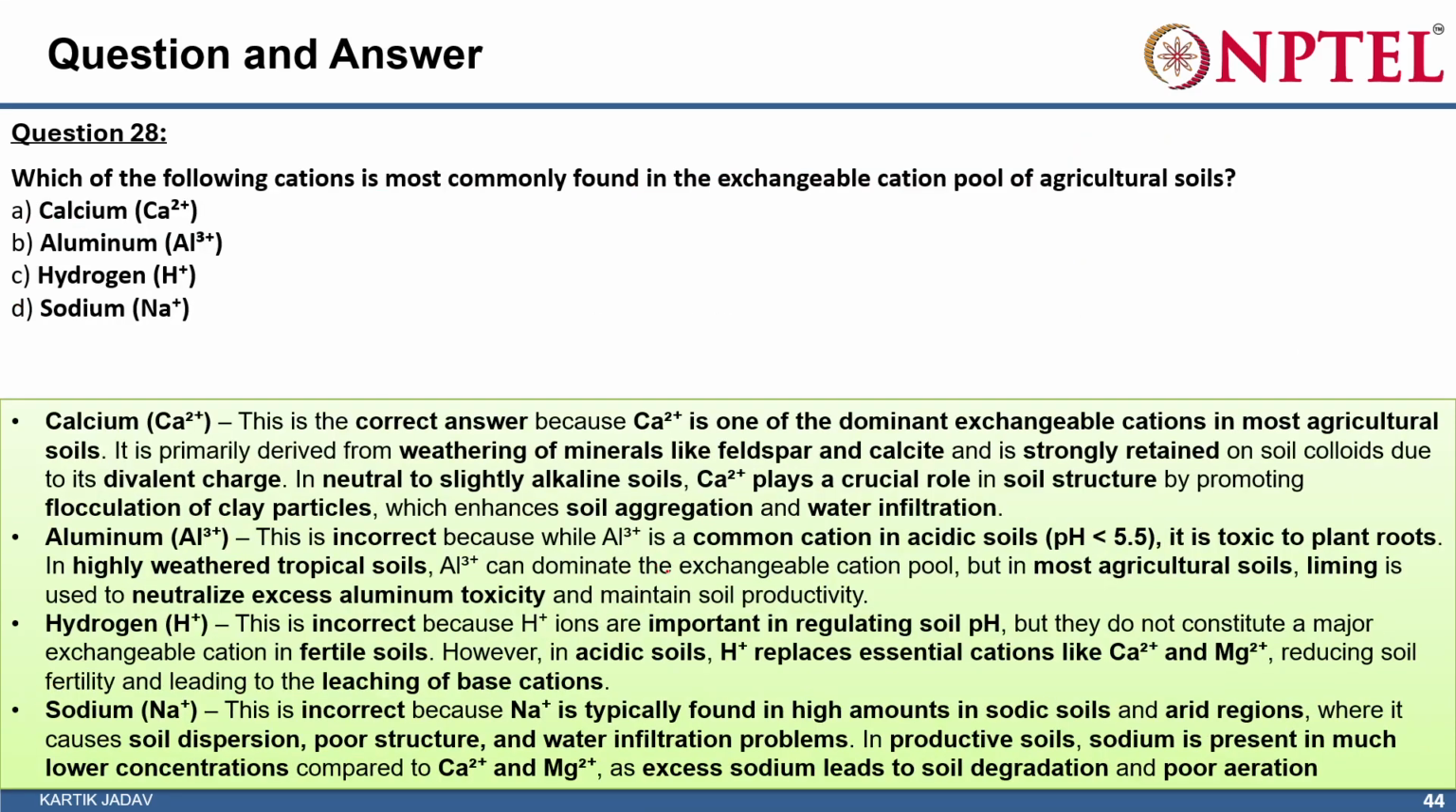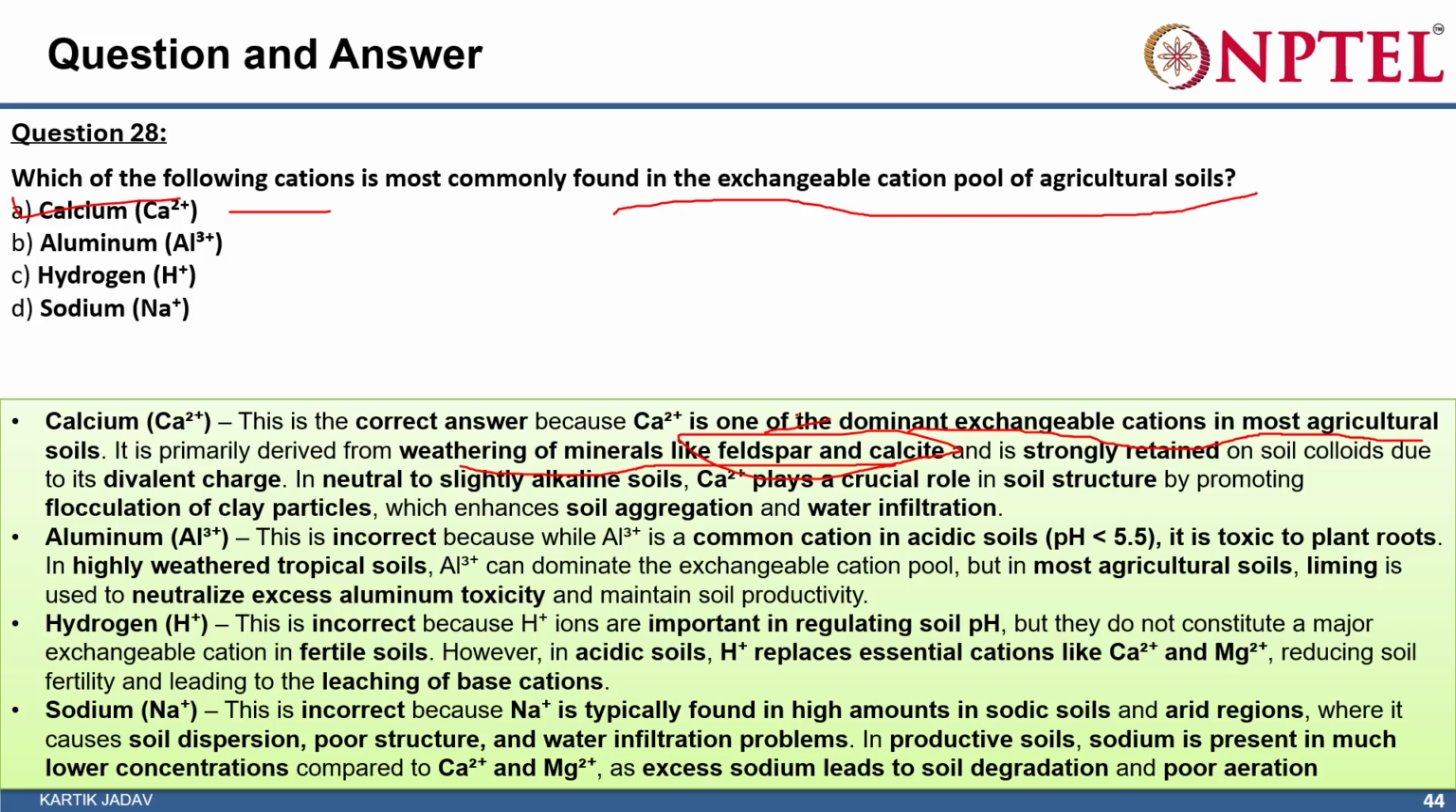Okay, question number 28. Which of the following cations is the most commonly found in the exchangeable cations pool of agricultural soil? We know that calcium is the correct answer, because calcium is one of the dominant exchangeable cations in most agricultural soil. It is primarily derived from weathering of minerals like feldspar and calcite, and strongly retained on soil colloids due to its divalent charge. So the correct answer is calcium, right?